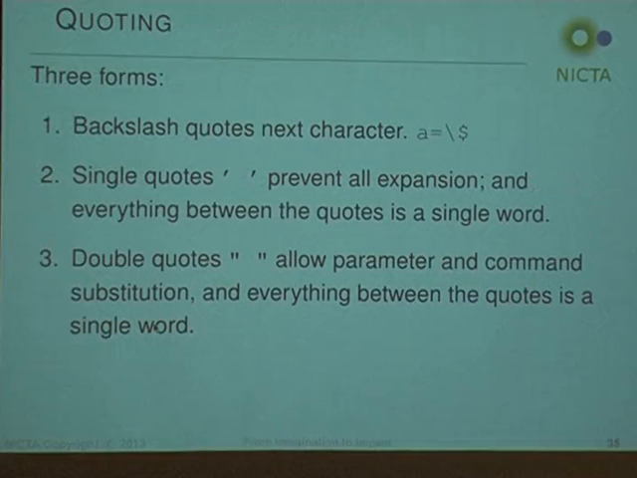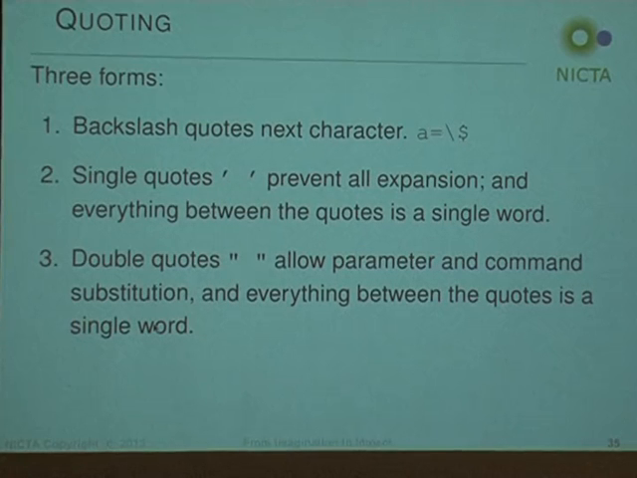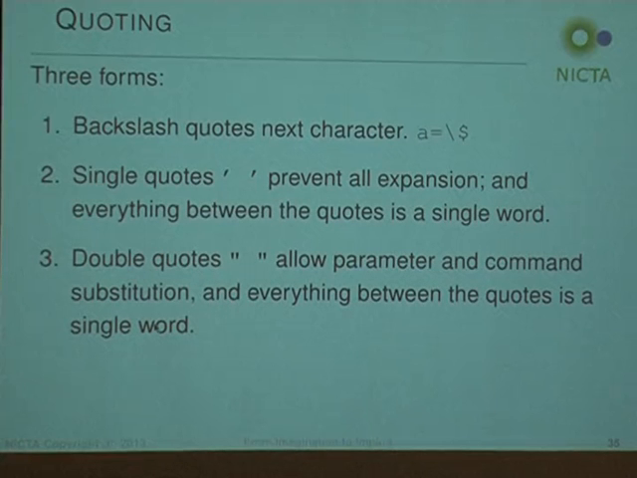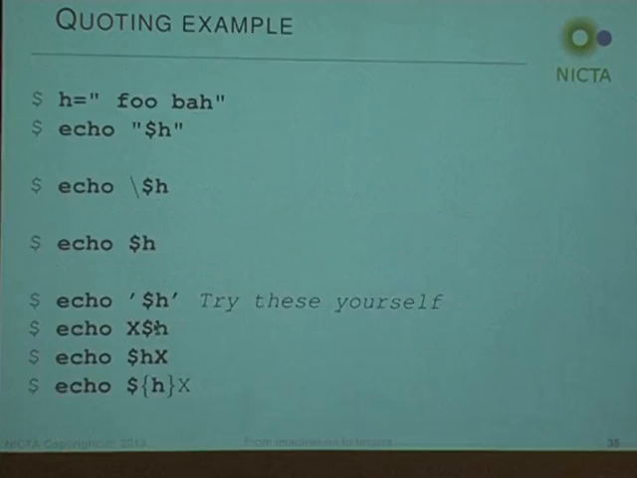Quoting, we've already met quoting, so I'm going to go through this really quickly. Backslash removes the special meaning of the next character. Single quote prevents all expansion, and everything between the quotes becomes a single word. Double quotes allow parameter and command substitution, so all the dollars get expanded, all the dollar parentheses get expanded. If you're in a modern shell like Bash, which has extensions, all the arithmetic stuff gets expanded, and so on. But after it's done all that, everything between the quotes is a single word.